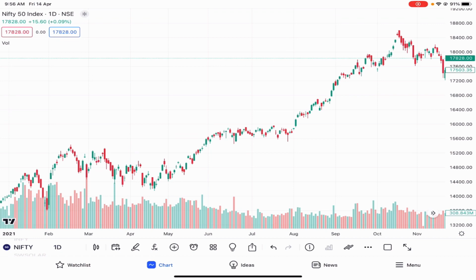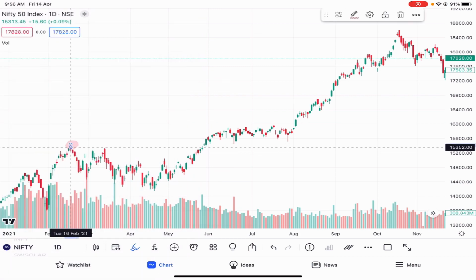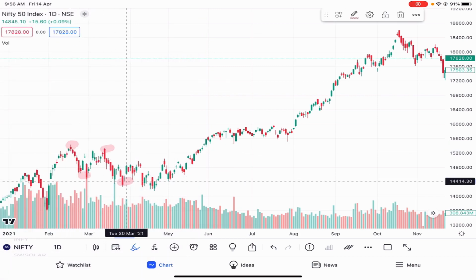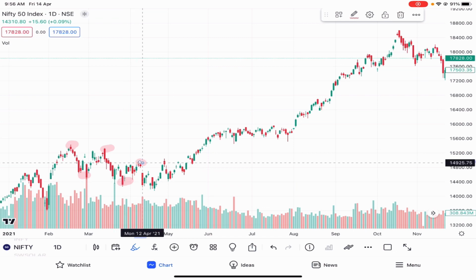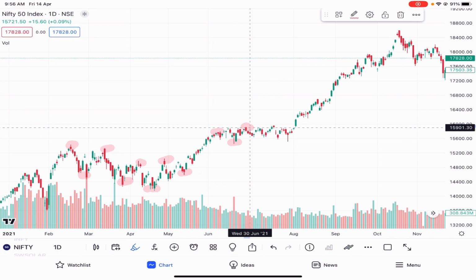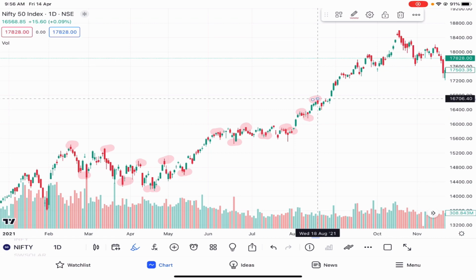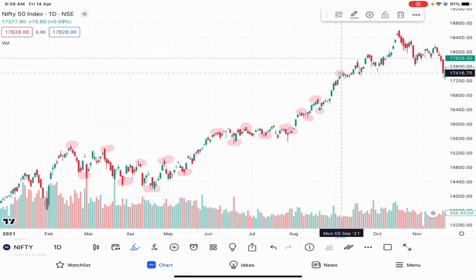So you know what a top and a bottom is, right? If you look at the examples and the charts, you can see that this is the top, this is the bottom, top, bottom, top, bottom, and so on. So you know how to mark the top and bottom, and I hope you do it and practice it.